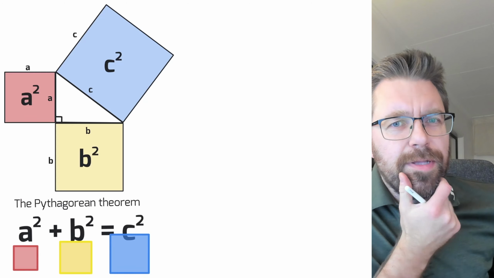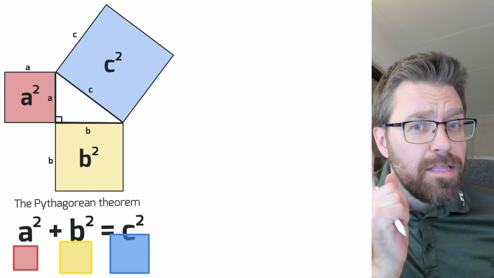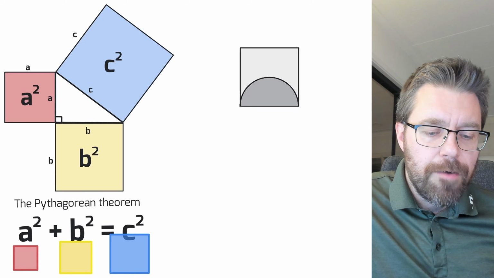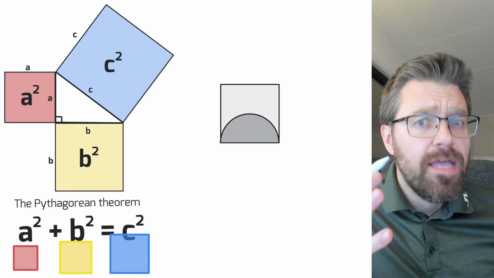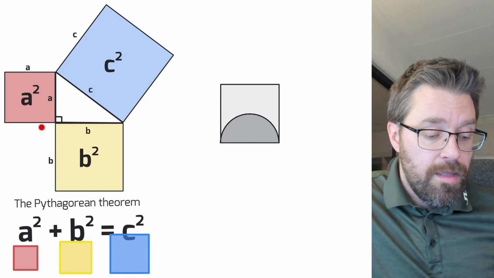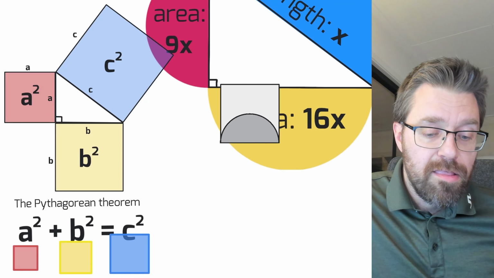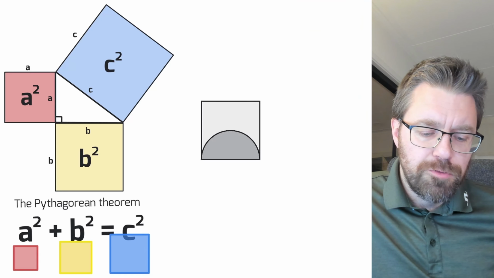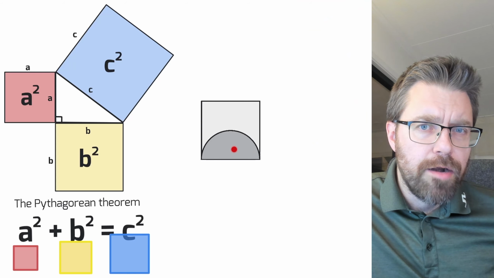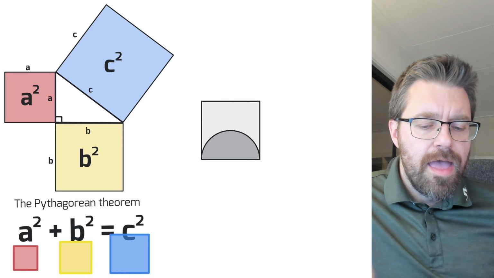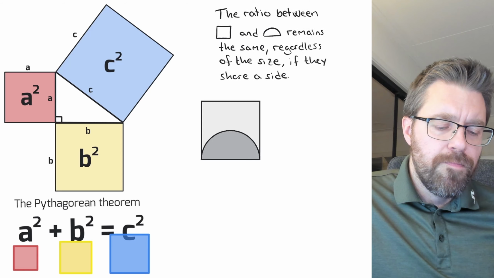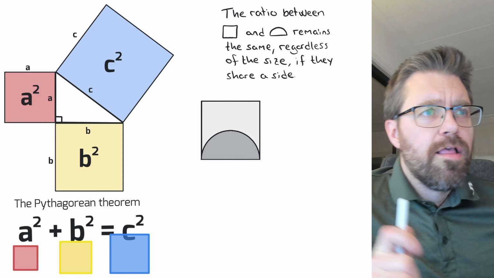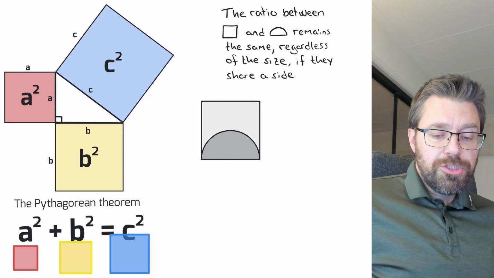Fine. But does it help us? Yes, it can. Because look at this picture here. This picture tells me the difference between the picture here and the picture in our example in the question. It is the difference between a semicircle and a square. And I know that the ratio between a square and a semicircle remains the same regardless of the size if they share a side.